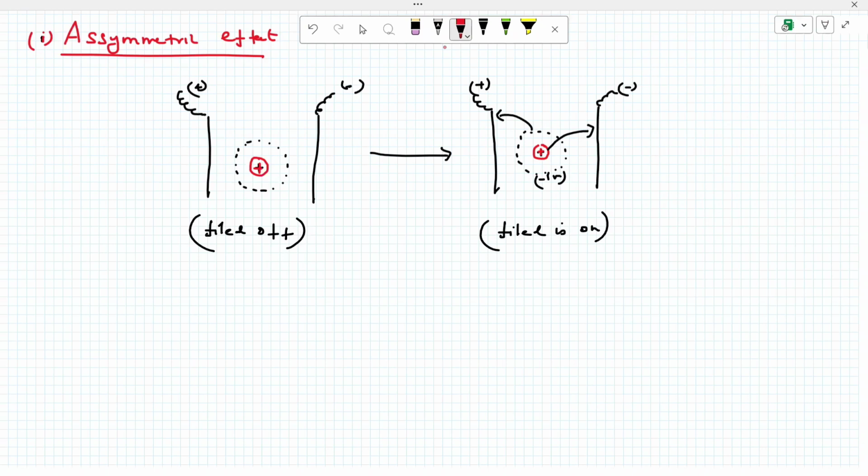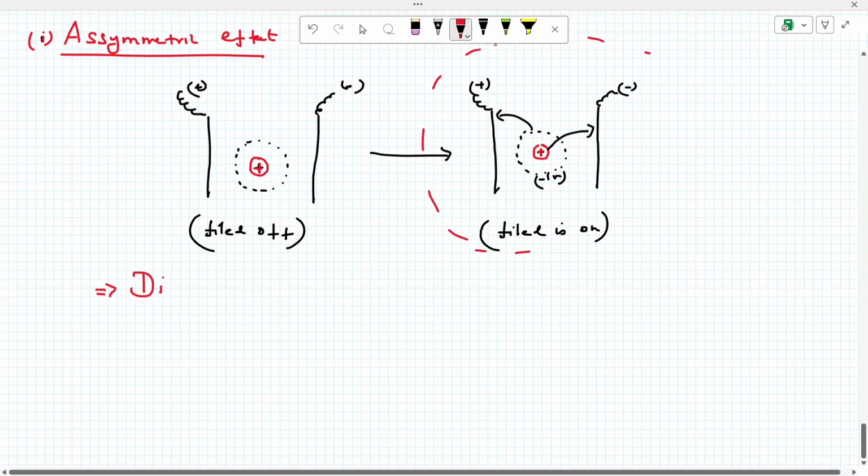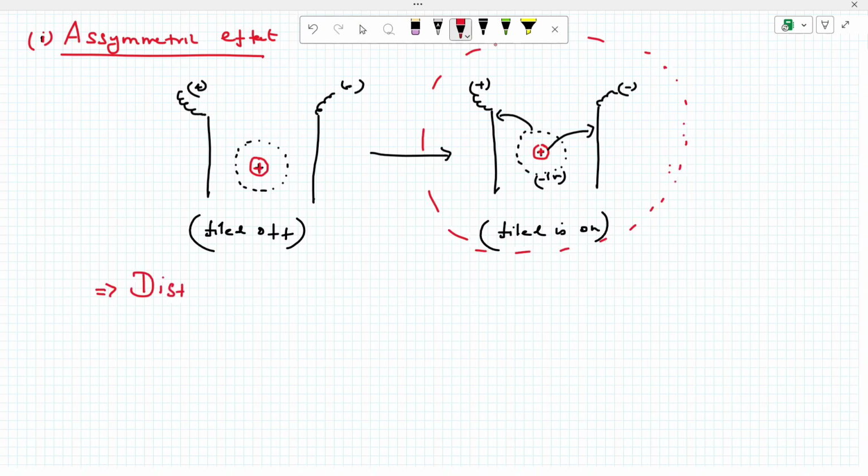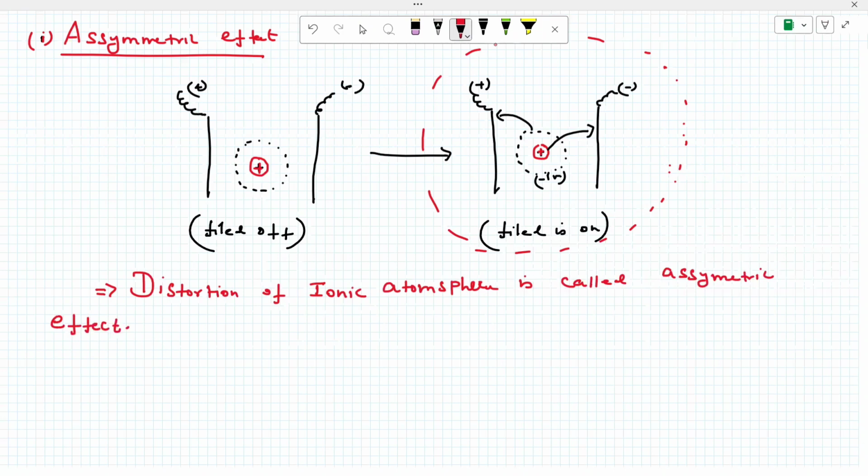Other concept. Okay, please follow. The distortion of the ionic sphere, the distortion of the ionic atmosphere, is called the asymmetric effect. Okay.